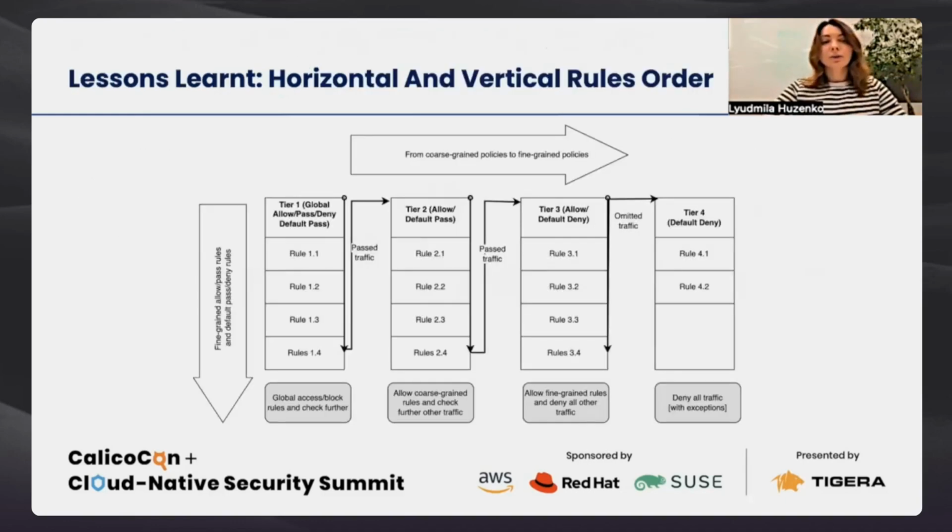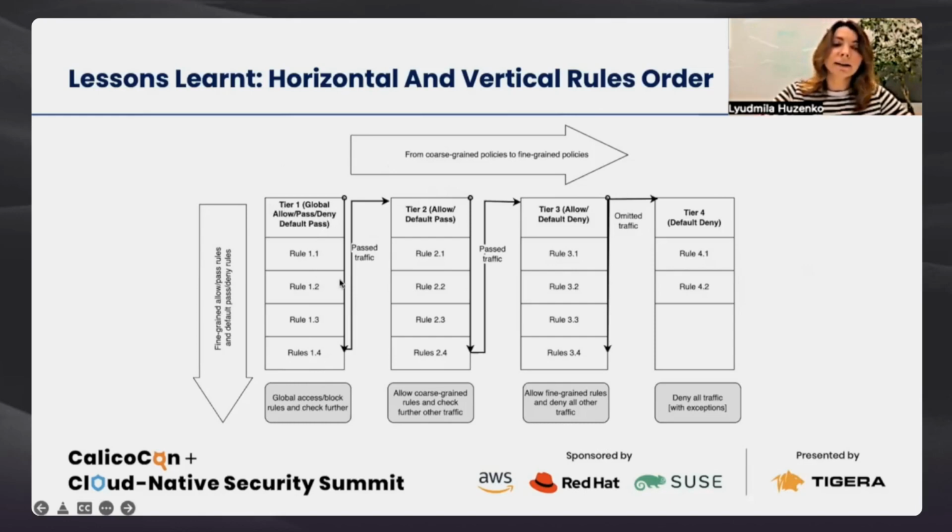So let's continue with the second lesson we learned. This is about the horizontal and vertical rules ordering of your network scheme. By horizontal ordering, I mean the order of your tiers. And by vertical ordering, I mean the ordering of the rules inside your single tier. Let me start from the vertical ordering.